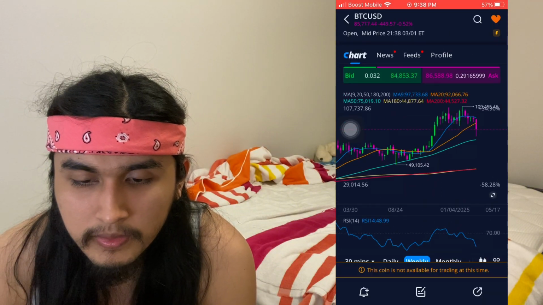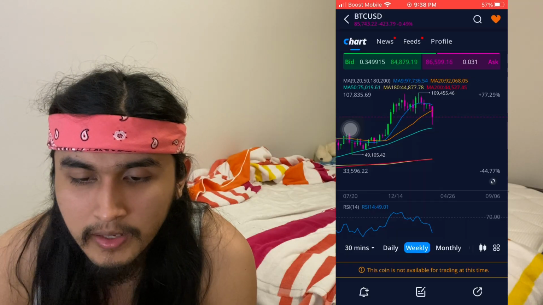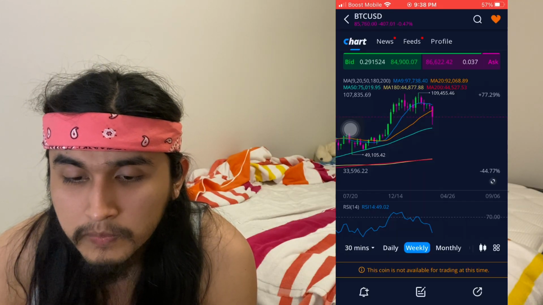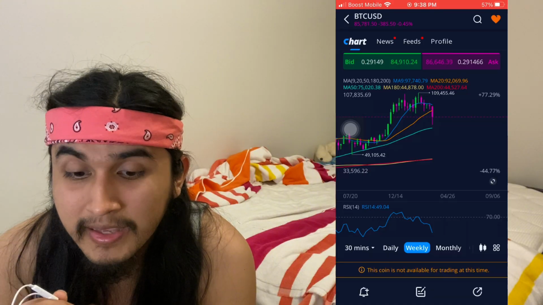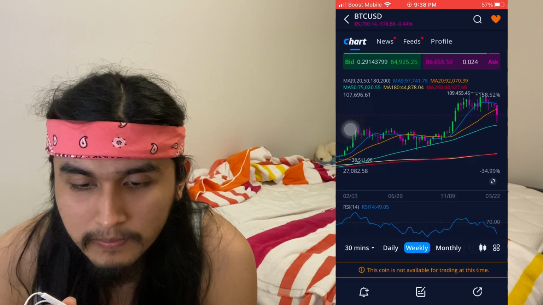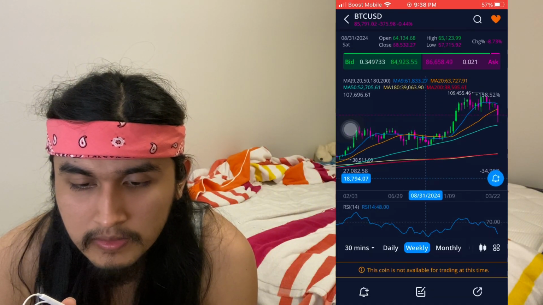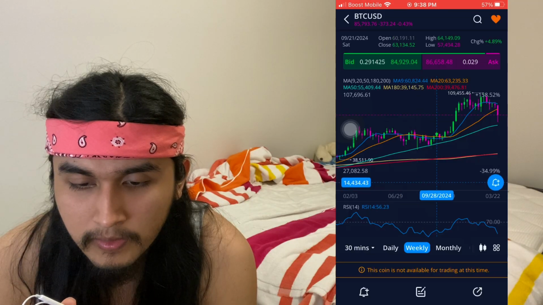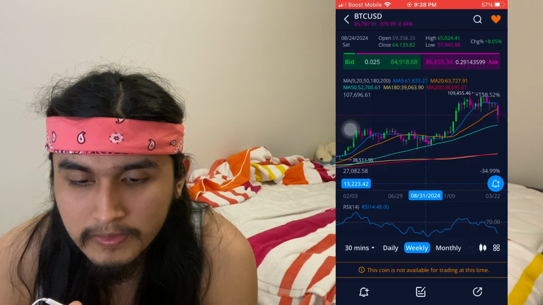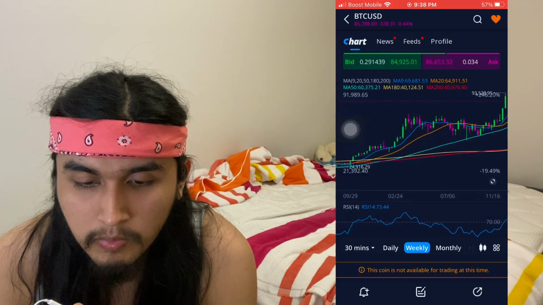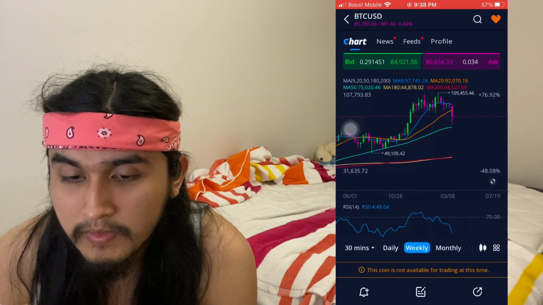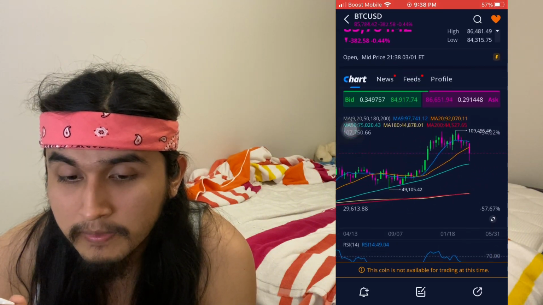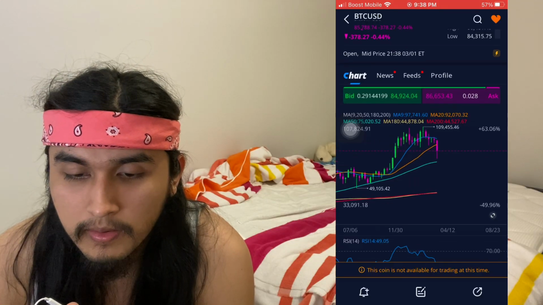On the weekly chart, it completely shattered the 20-day moving average. It hasn't used the 50-day moving average as support yet, but based off the past, in this area, Bitcoin has used the 50-day moving average as support. So if Bitcoin does decide to go down even more, maybe it could use the 50-day moving average as support.